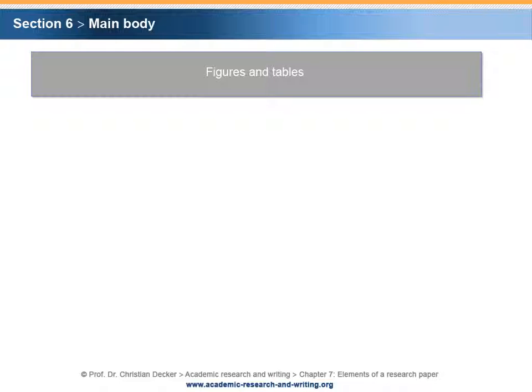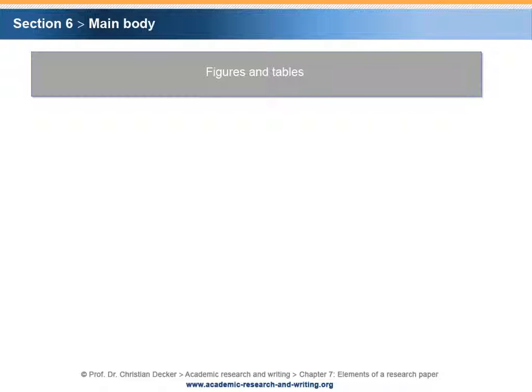Figures and tables are important elements of every research paper or thesis project. The specifics of lists of figures and lists of tables were already addressed in Section 5. At this point, the focus is on aligning figures and tables with the text of the main body.